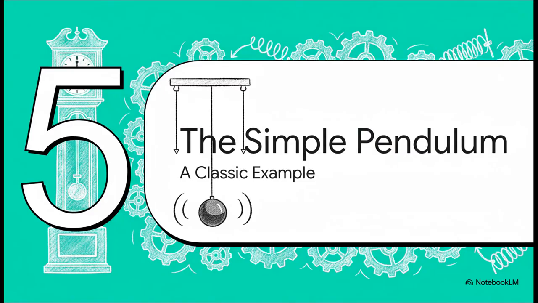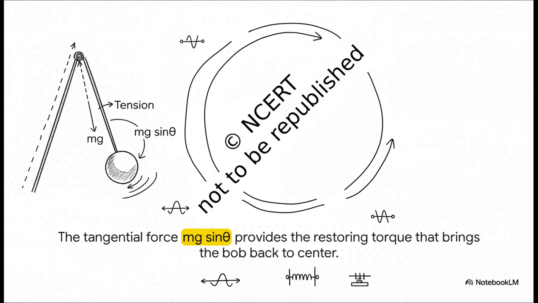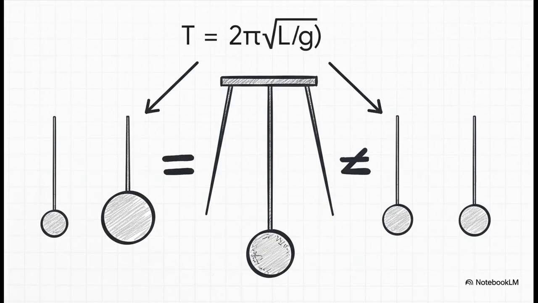And finally, let's look at a classic example that you see in old clocks, the simple pendulum. For small angles, the pendulum behaves exactly like an SHM oscillator, with the force of gravity always trying to pull it back to the center. Here is the most important formula for the pendulum. Its period only depends on its length, L, and gravity, g.